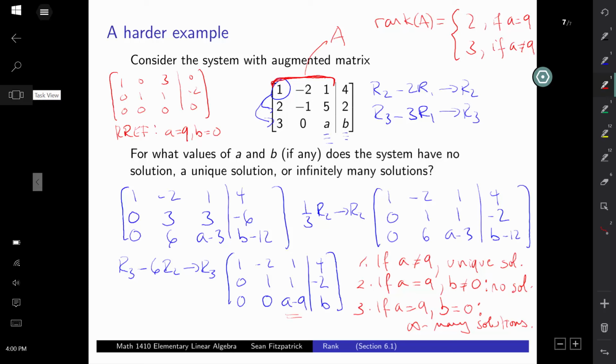Okay, so that's this additional example I wanted to do for rank. We've got one more topic and then we'll be done with systems.